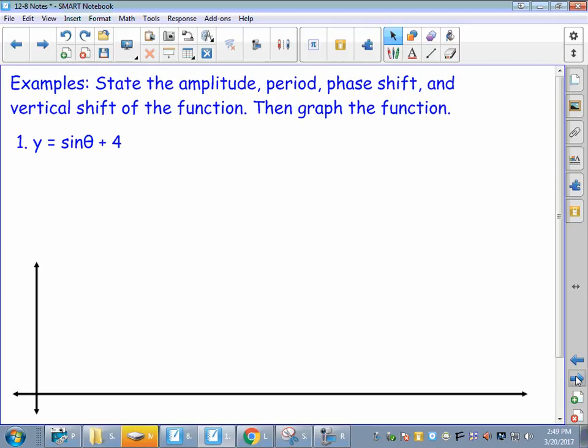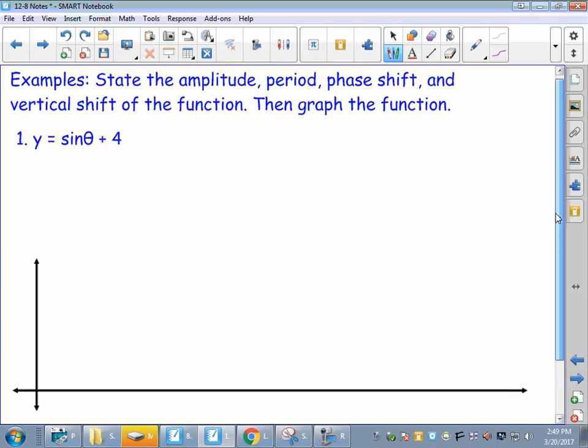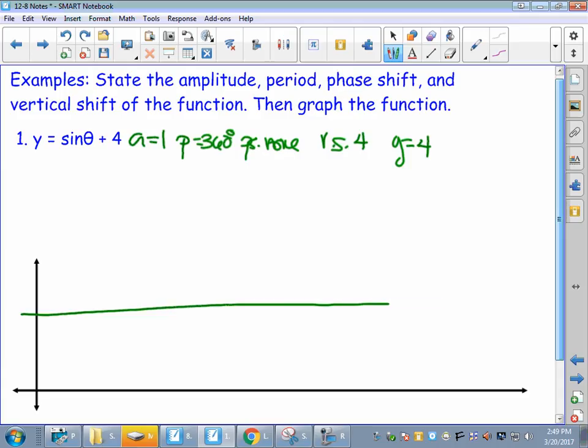All right, let's try a couple of these. So the first one is just a vertical shift of 4 units. So my amplitude is 1, nothing changes there. The period is 360, there's no B value, so it's 1. The phase shift, there is none. And the vertical shift is 4. So that makes my midline y equals 4. So I'm going to put that in the middle up here.